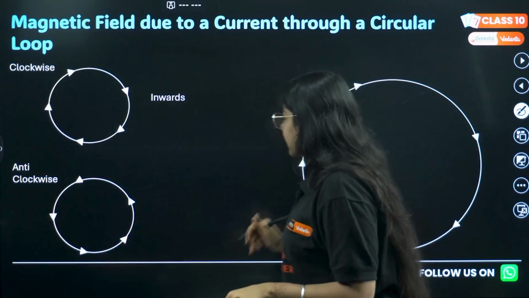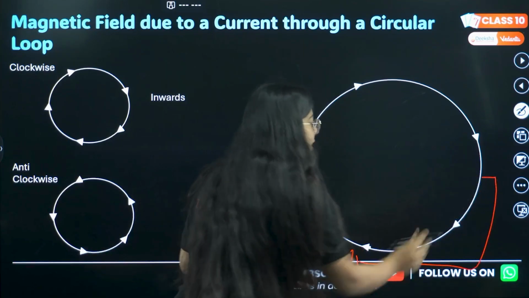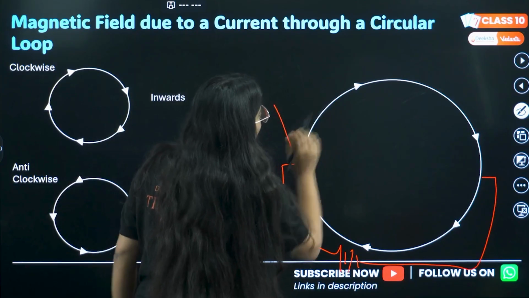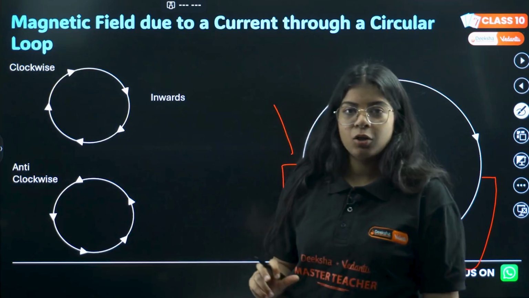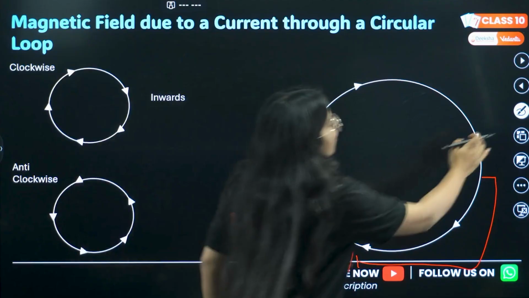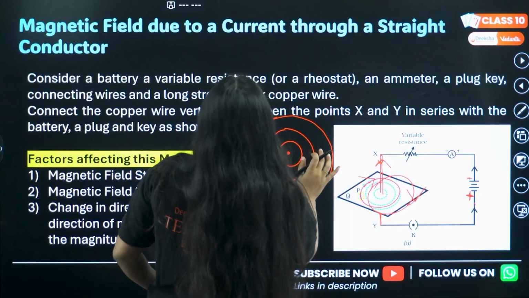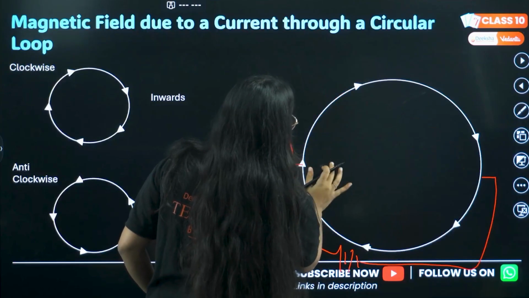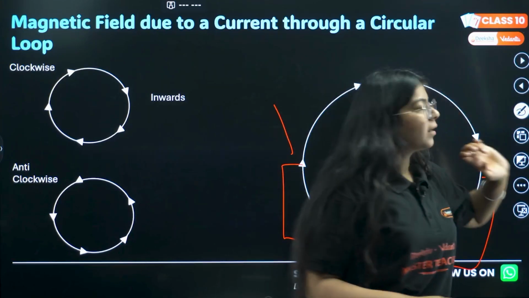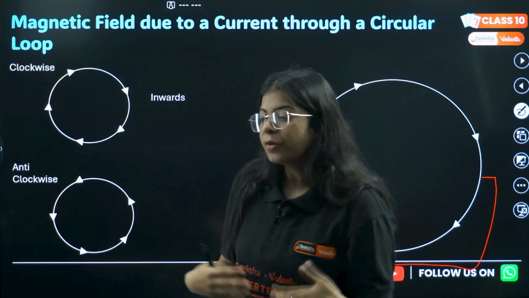So basically this is also connected to a circuit and a battery here. So we have current in this loop. Let's say this is a current carrying loop, and if I zoom in and keep zooming in, what will happen? At one point, this curved wire, if I zoom in too much, will appear like a straight wire.